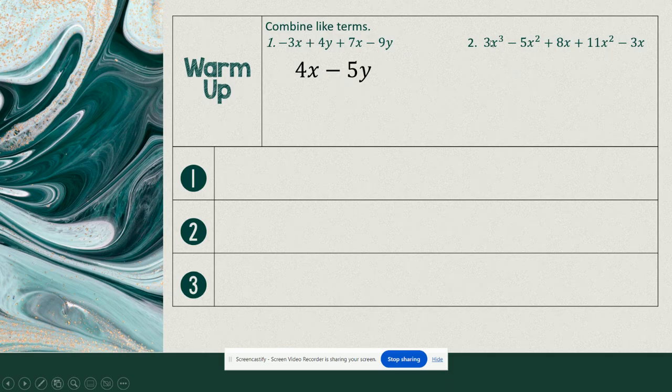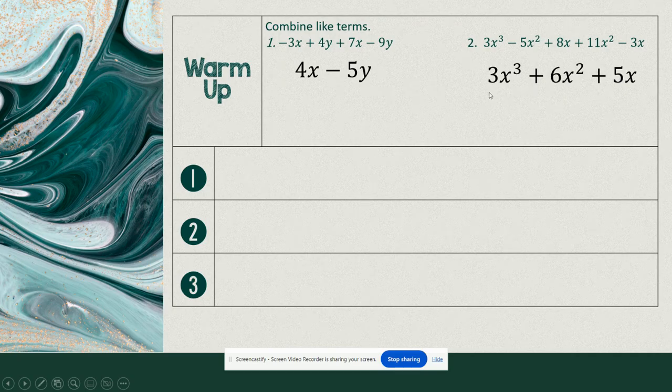For number two, I have 3x cubed minus 5x squared plus 8x plus 11x squared minus 3x. There's a lot of x's in this one, but again, we just need to combine the ones that have the same variable, which they're all x, and the same power. So 3x cubed is the only x cubed, so it'll stay the same. This negative 5x squared plus 11x squared would give me 6x squared. Remember, they're both x squared, so I combine them. And then this 8x minus 3x would give me 5x.